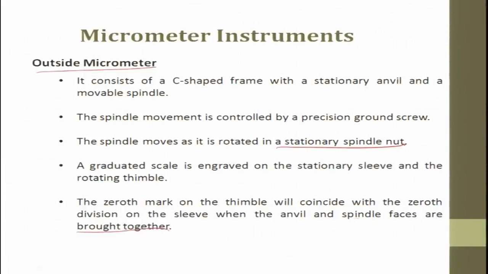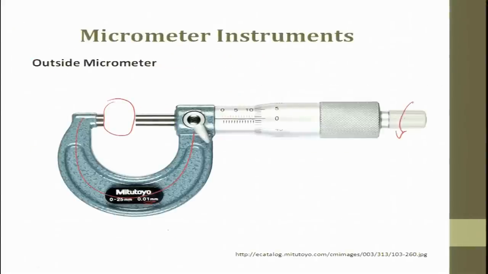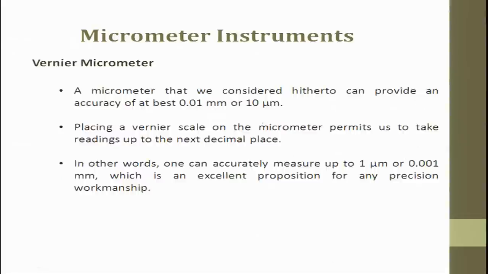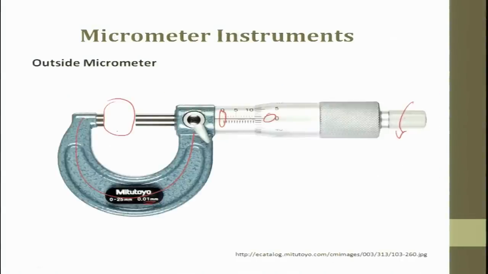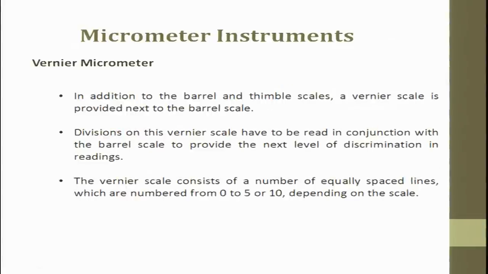So, before you start measuring, you are supposed to bring these close to each other. Try to see whether this 0 and this 0 match, so that you get 0, 0. If not, note down the error and do the correction. So, this is the outside micrometer. Next is the vernier micrometer.